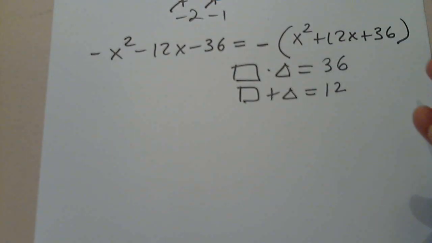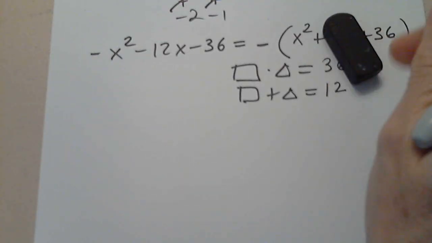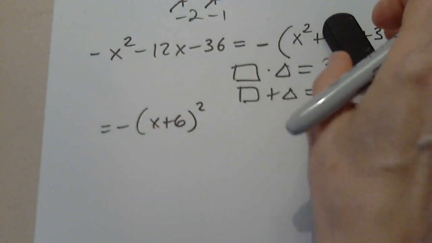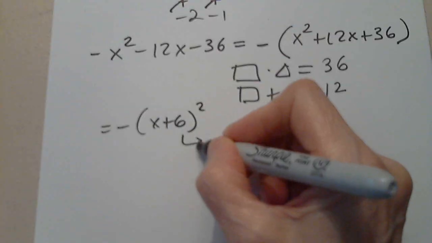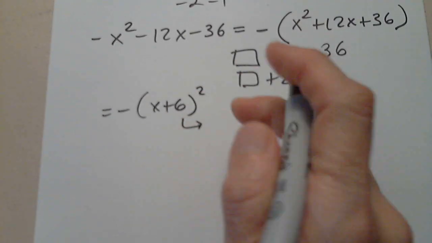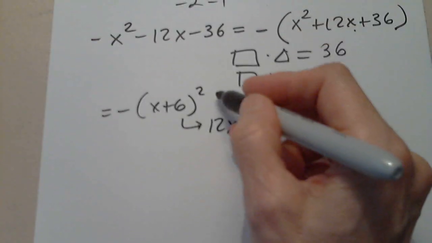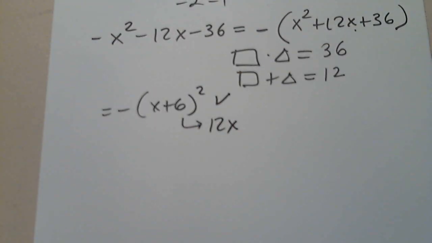We should always consider that, so that will be -(x plus 6) squared, as long as the middle term, which is 2 times the first times the second, 12x, is indeed that. So that's the factored form. Correct.